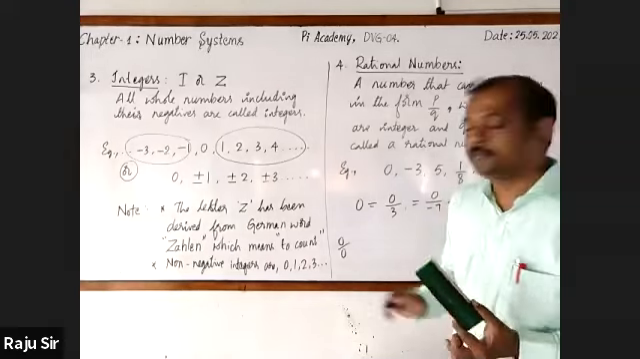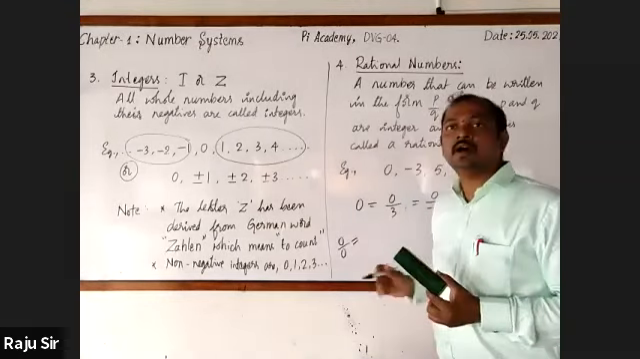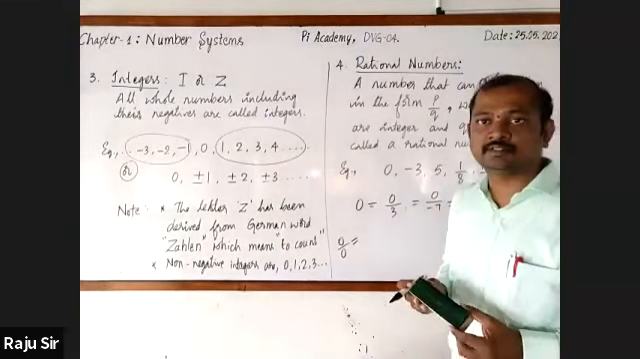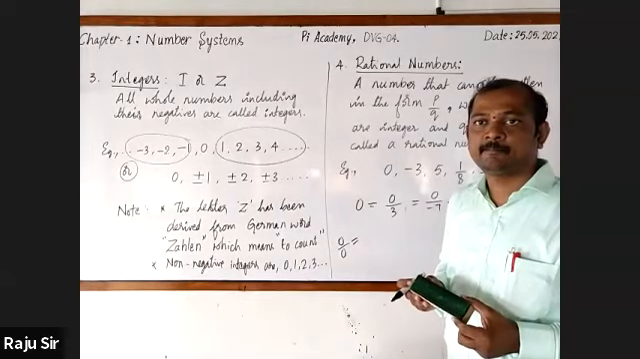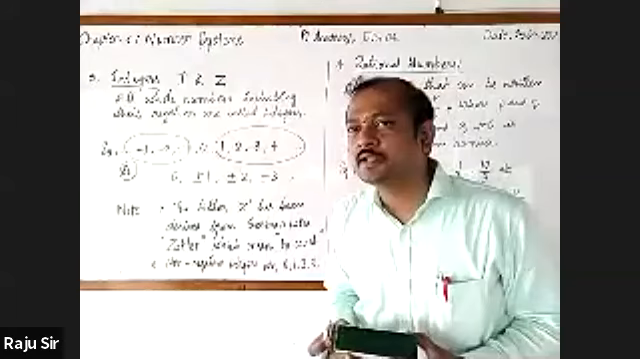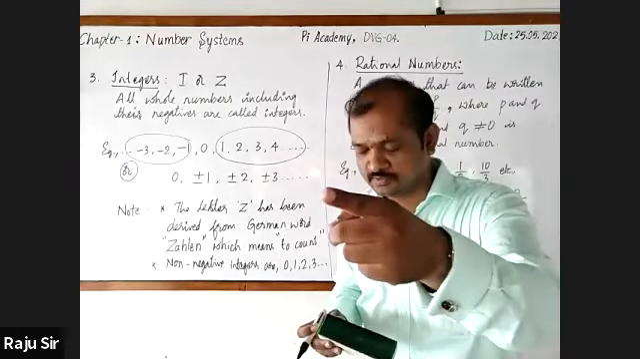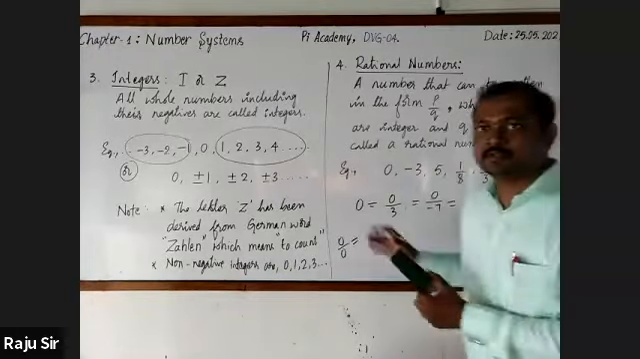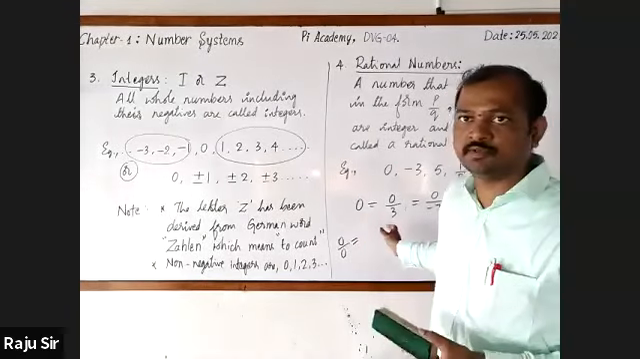0 by 0 is also an undefined term in mathematics. Is it compulsory to write 0 by 1 or minus 3 by 1 while giving examples of rational numbers? No, not necessary. Just for the explanation purpose I have written it. Okay, sir. Thank you.